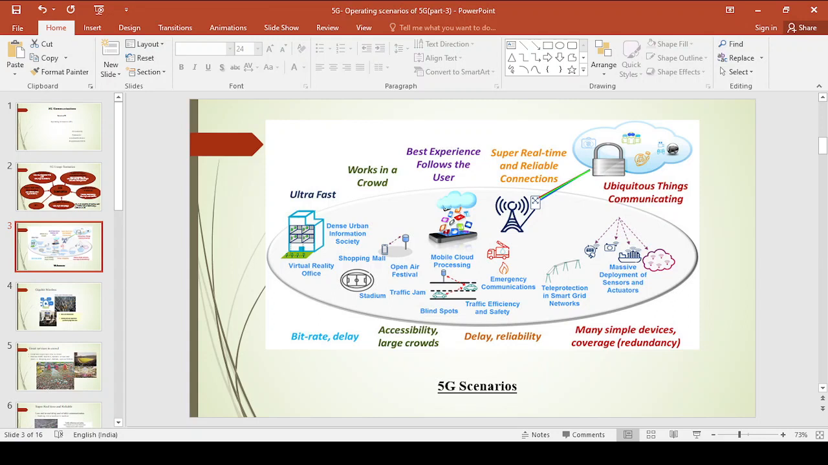Now it also expects to decrease the latency by 10 times.